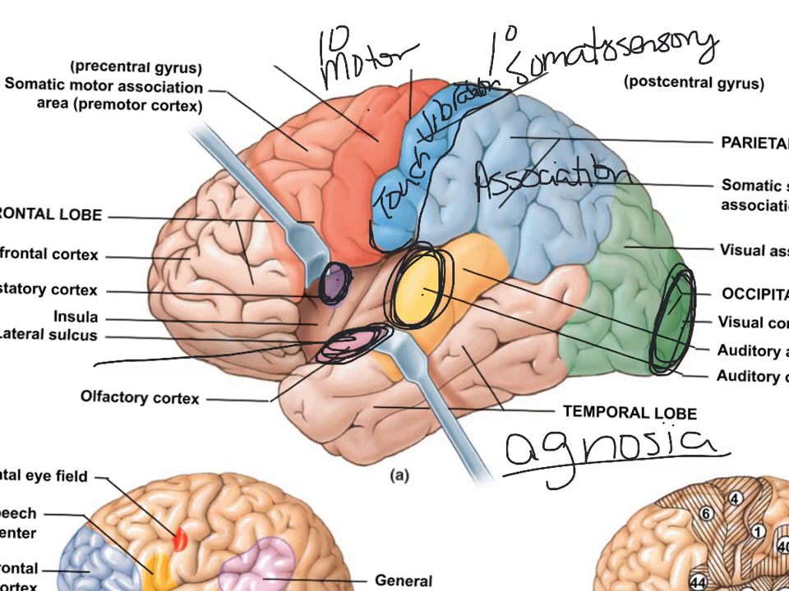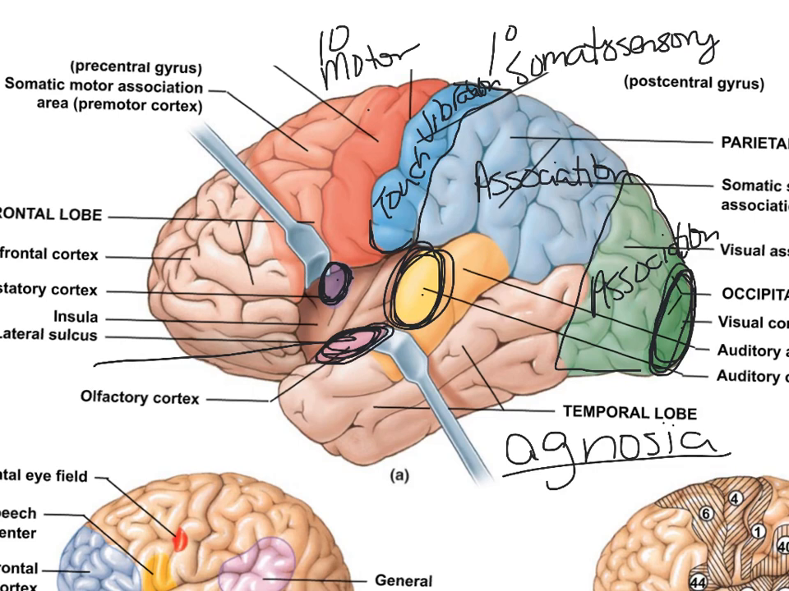Then we have another association area back here that's next to the visual association area, visual cortex. So we call this the visual association area. And that's going to interpret whatever you see. So it helps you to recognize letters and words. This is where you learn how to read, right?